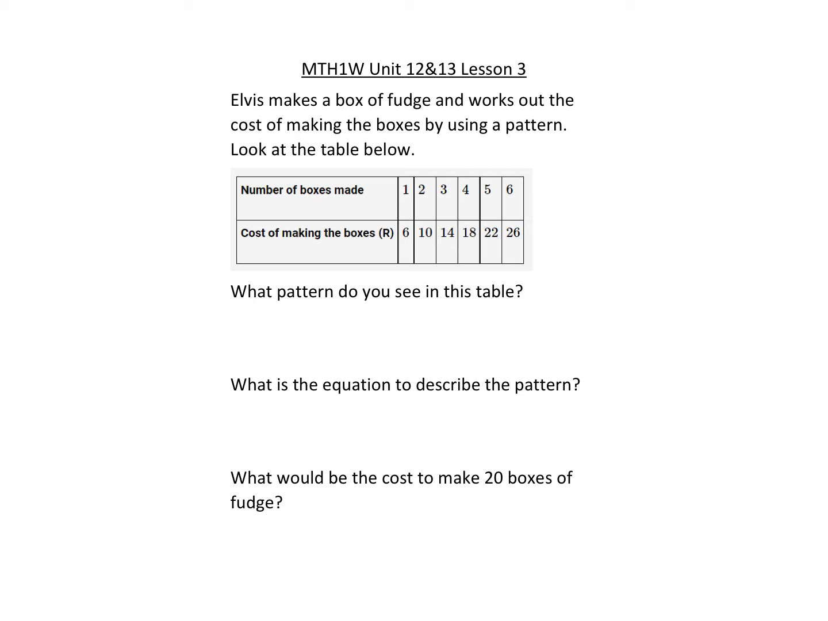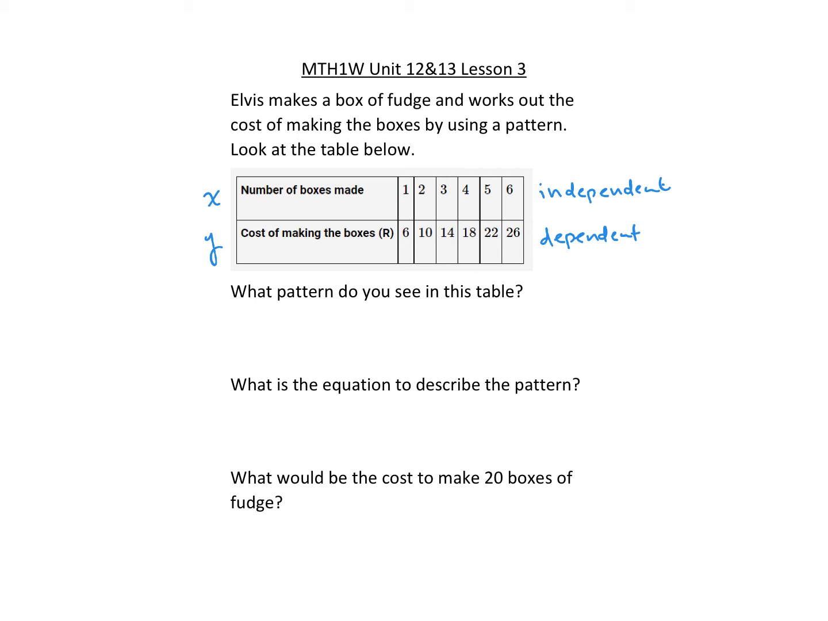He makes a box of fudge and he works out the cost of making the boxes by using a pattern. So the number of boxes made is indicated in the X column, which is the independent variable, and the total cost of making the box is the Y value, and that is dependent on the number of boxes that we make. So one box costs $6, two boxes cost 10, 3 costs 14, 4 costs 18, and so on. So what pattern do we see in the table?